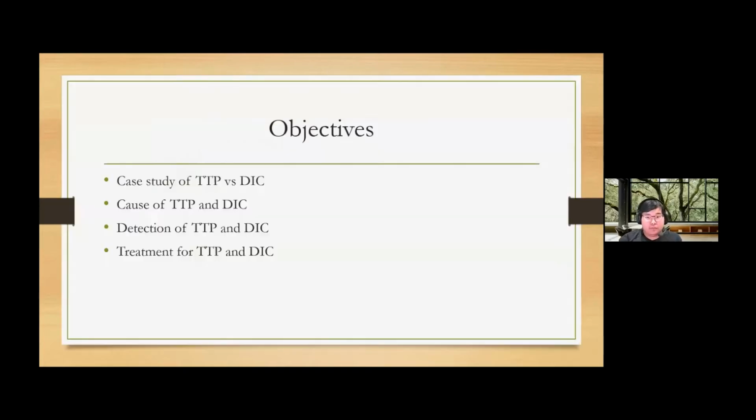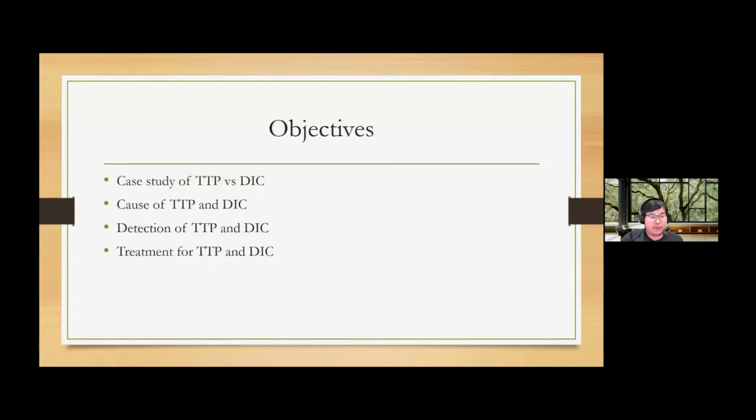The objectives are that we're going to do a case study, take a look at it, and I want to talk about TTP versus DIC, because that was a really challenging topic for me in second year med school, and there's a lot of overlap between the two. Part of it will be how it's managed clinically as well. After that, I want to talk about the causes of TTP and DIC, how we detect TTP and DIC, and then how we treat it.